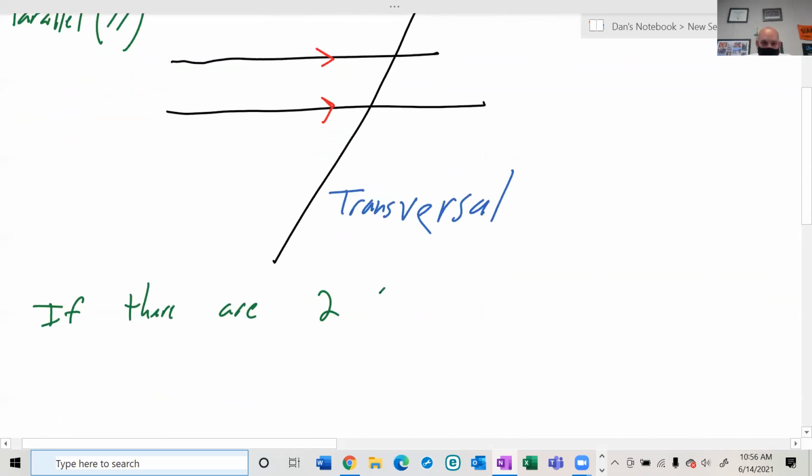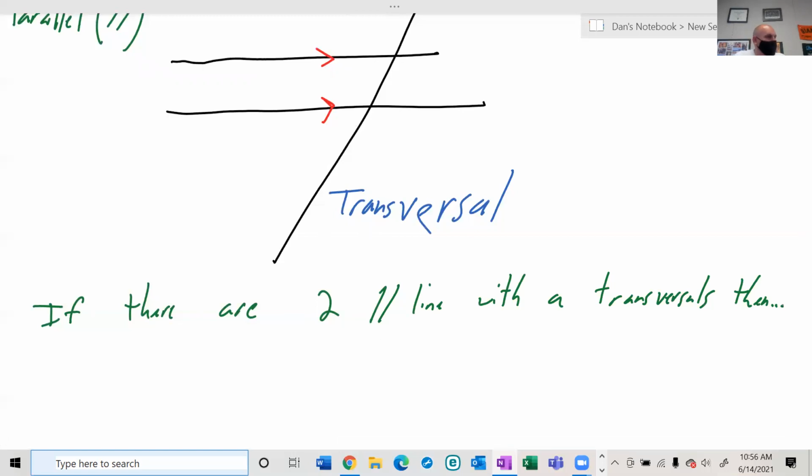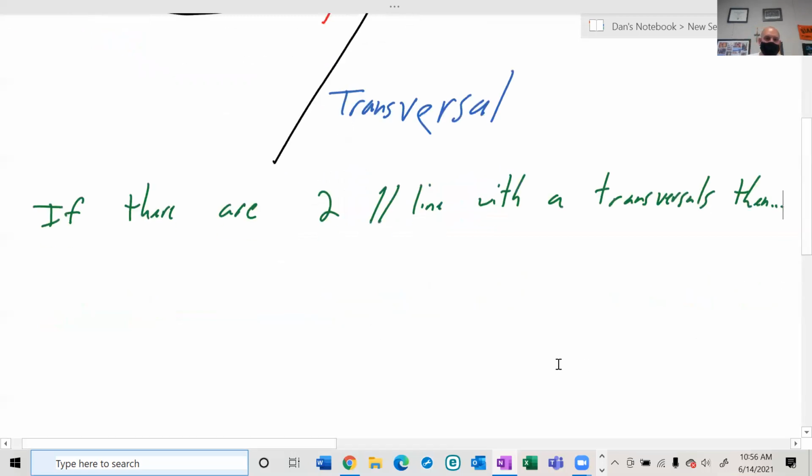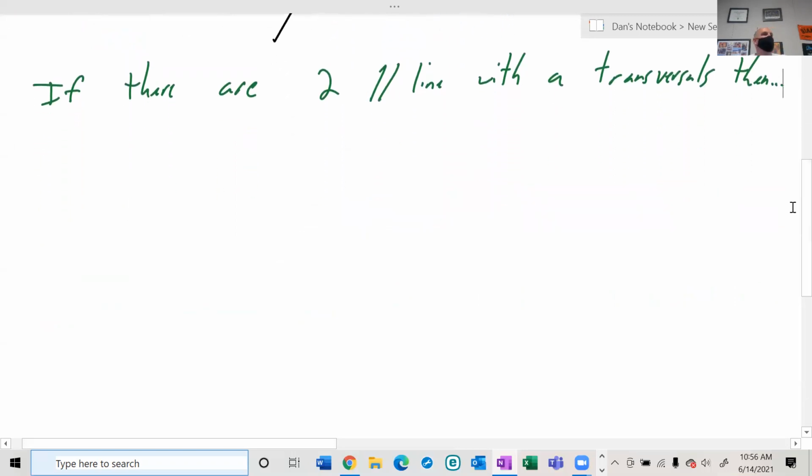So if there are two parallel lines with a transversal, then, and then what we're going to have is 4 different conclusions that are going to come from this hypothesis. 4 different conditional statements. So we're going to say, okay, if there's 2 parallel lines and a transversal, then we know these 4 things. I'm not going to write out that conditional statement all 4 times. I'm just going to say then, and we're going to have 1, 2, 3, 4. Okay?